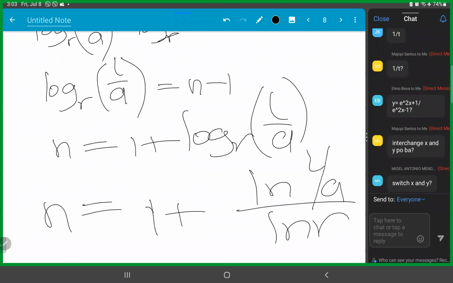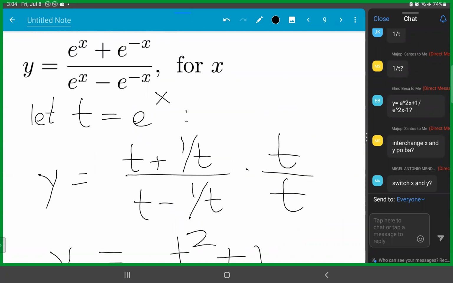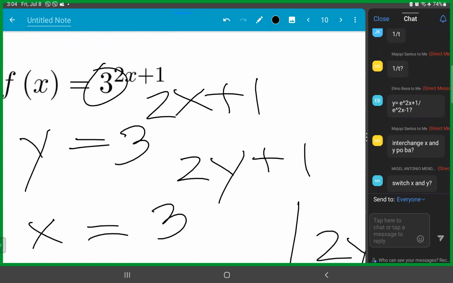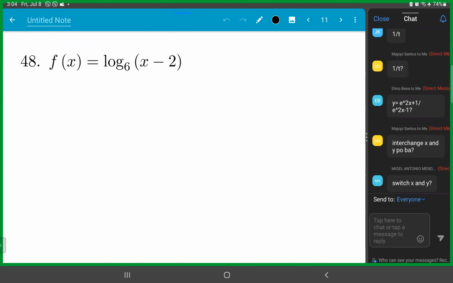Equivalent yan actually. Now, I hope I'm not loading you, no? Pero I want you to, I'll demonstrate one more and then yun na, practice na lang konti pa.